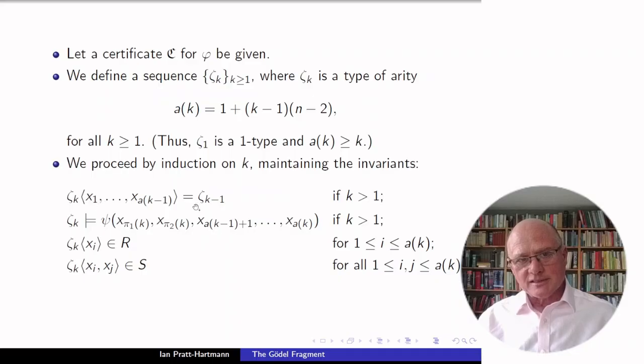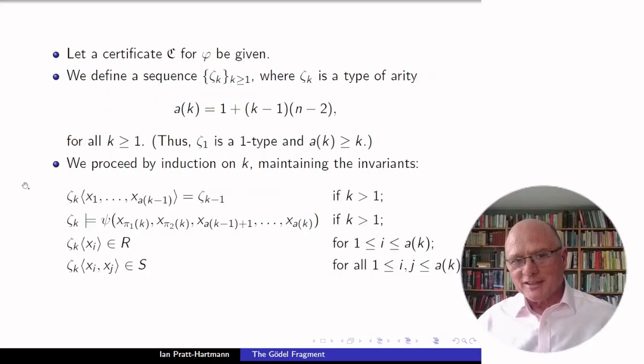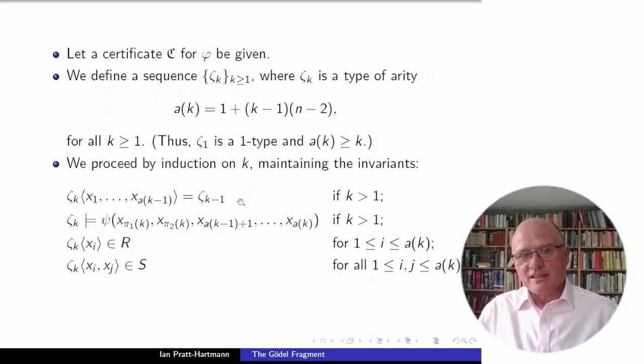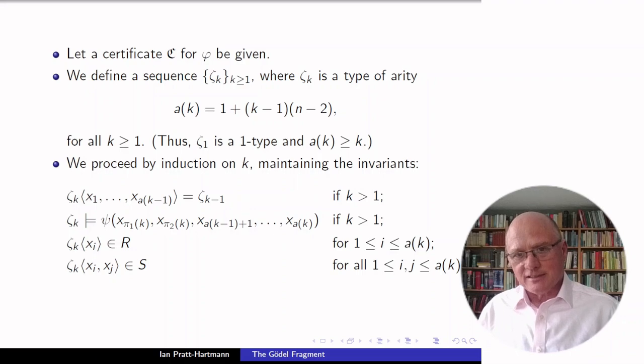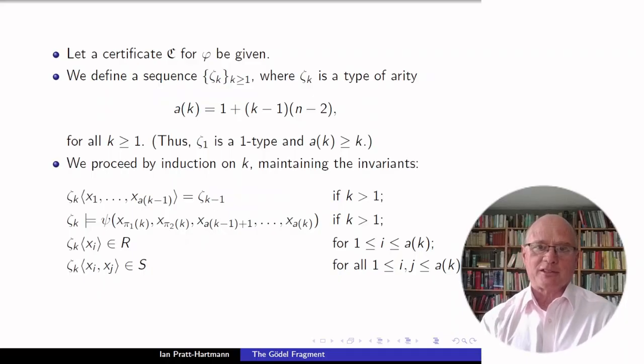So why does it say that? Well, the arity, remember, of zeta k minus 1 is a of k minus 1. So if you take the first a of k minus 1 variables of zeta k, that gives you exactly zeta k minus 1. So that condition simply says that zeta k extends zeta k minus 1. It agrees on the variables occurring in zeta k minus 1 and says something more about the additional variables.